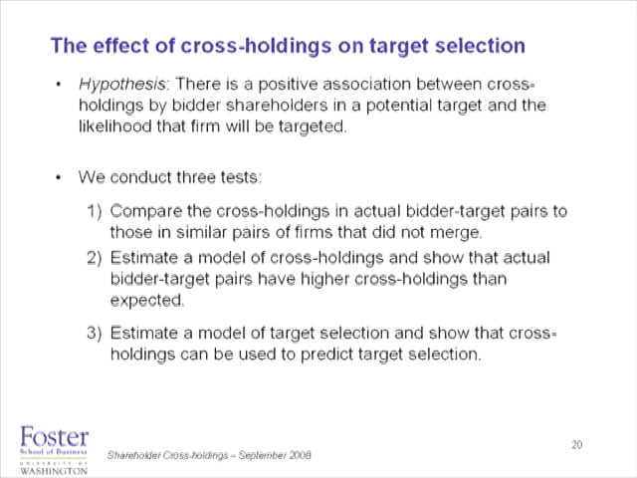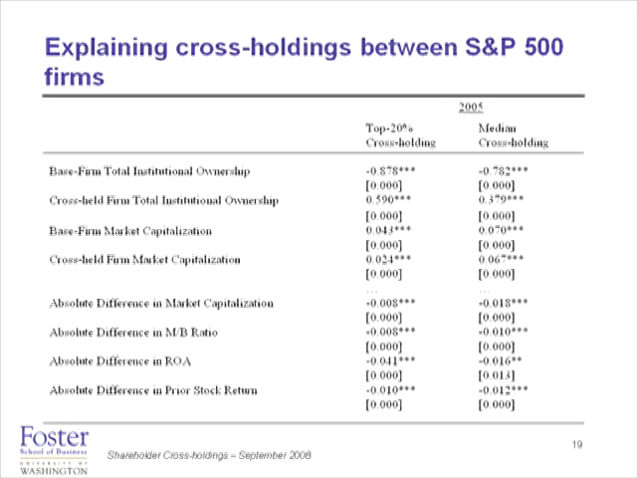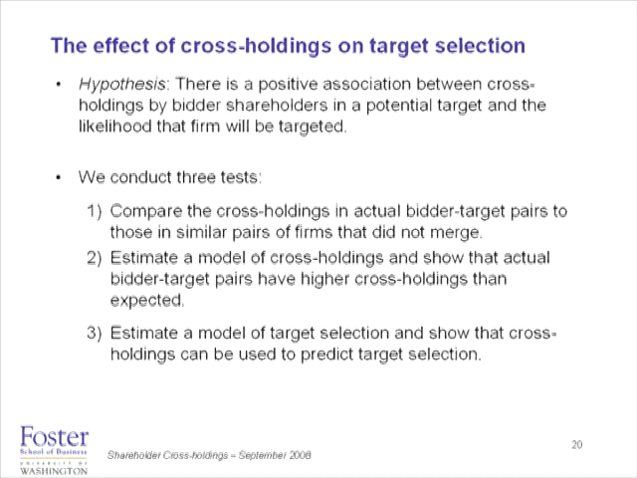Okay, so this is the part where I'm shifting gears. Everything up to now I've just been talking in general about cross holdings in terms of the data, and now I'm going to shift to the M&A sample, the merger and acquisition sample. First we're going to compare what the cross holdings are in these bidder-target pairs, and how they compare in general. Are they big?